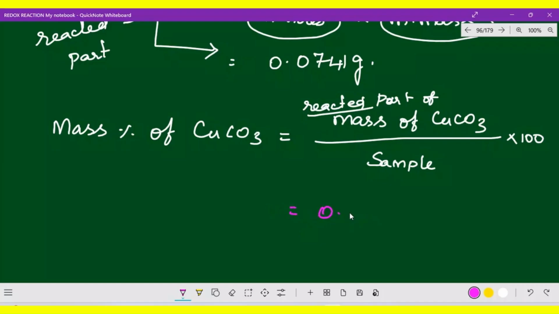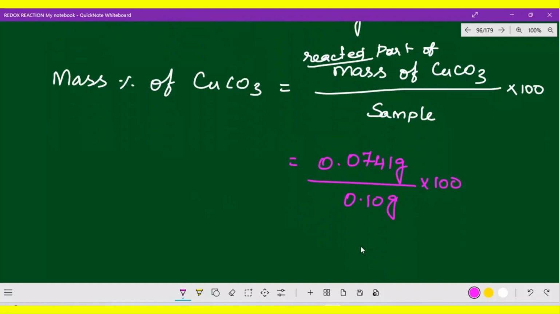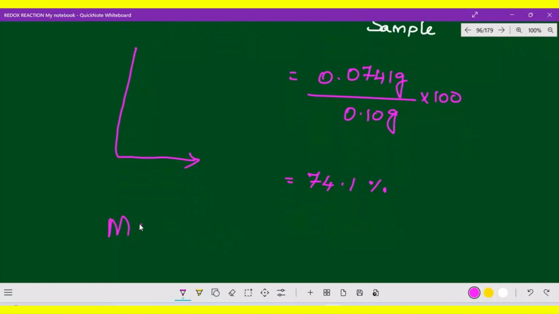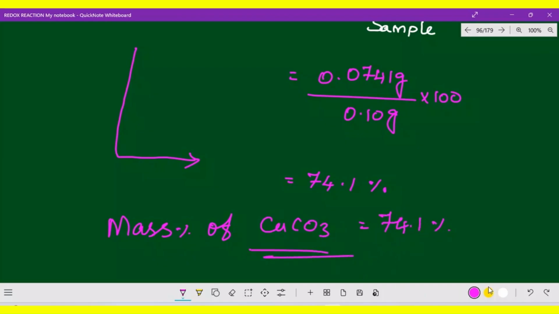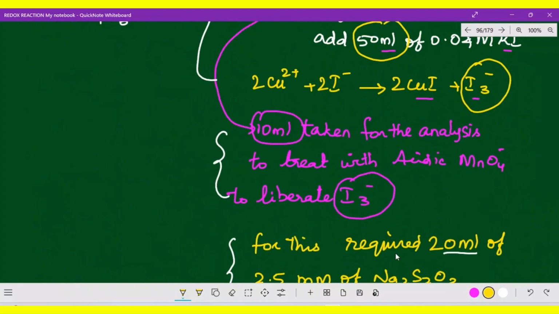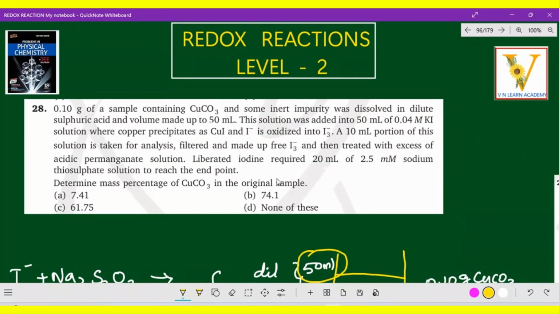So 0.0741 into 100, divided by 0.10 gram, this also in gram. Now what answer will you be getting? You will be getting 74.1 percentage. So the mass percentage of copper carbonate is 74.1 percentage. I hope you got the clarity about this question, right? Yes. Come on, let us check the answer here. And this mind map, I hope this will help you to identify this question, because this question looks like one paragraph, right?